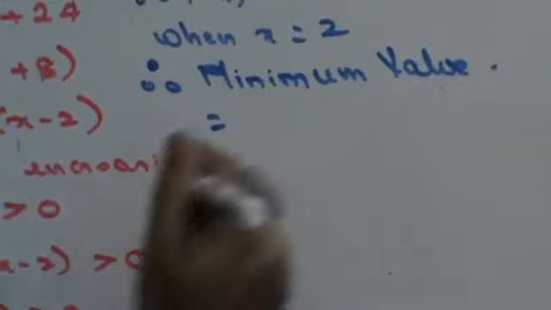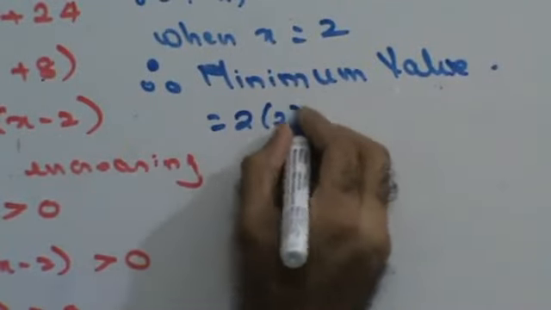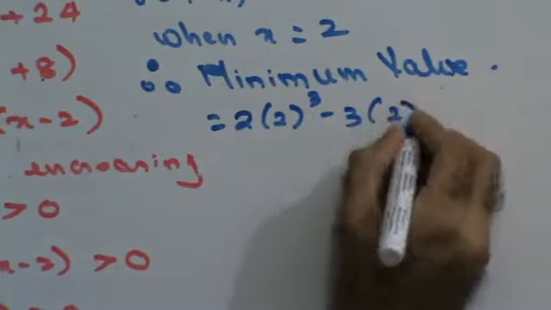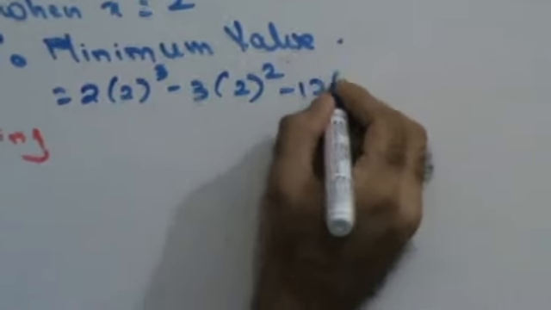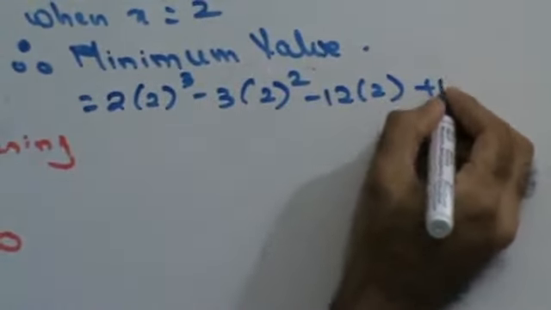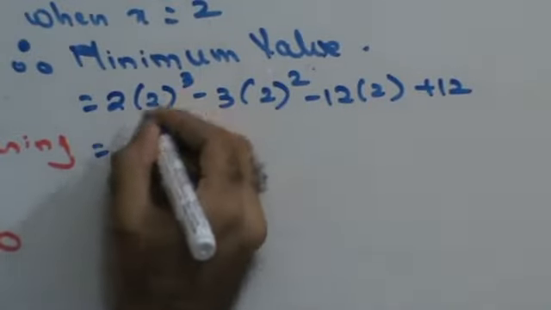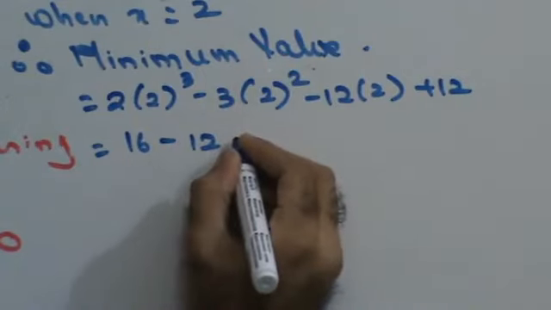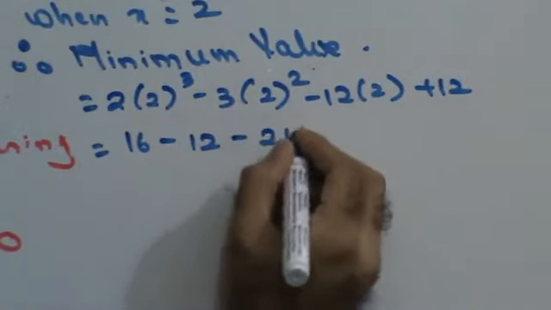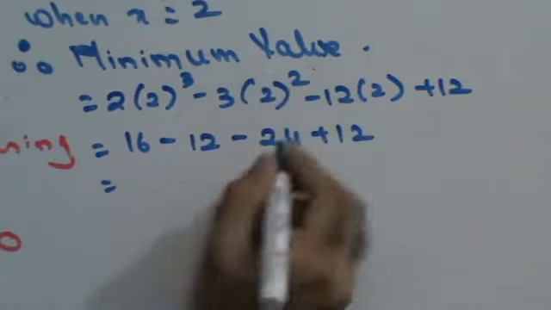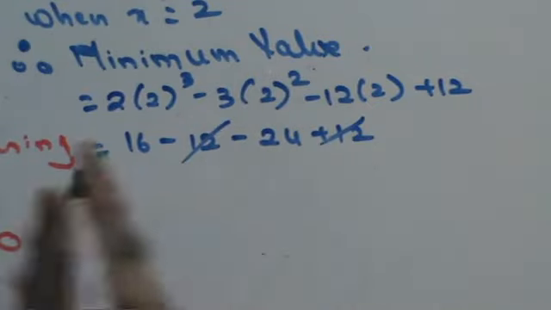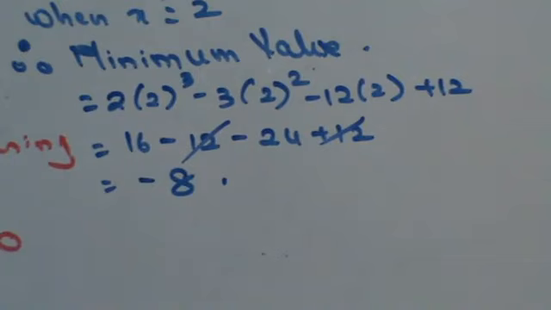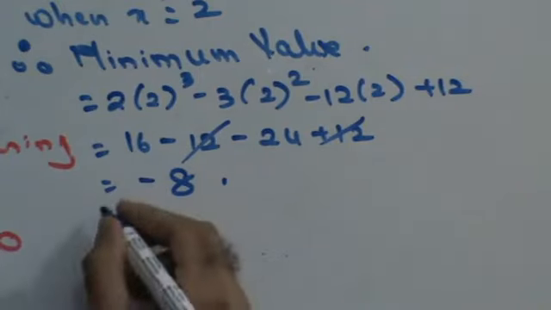Fine? So if I substitute the value of x in the original equation, I will get 2 into 2 cube minus 3 into 2 square minus 12 into 2 plus 12. That is 16 minus 12 minus 24 plus 12. Minus 12 plus 12 gone. This is minus 8. So the minimum value of the function is going to be equal to minus 8. That was when x is 2.